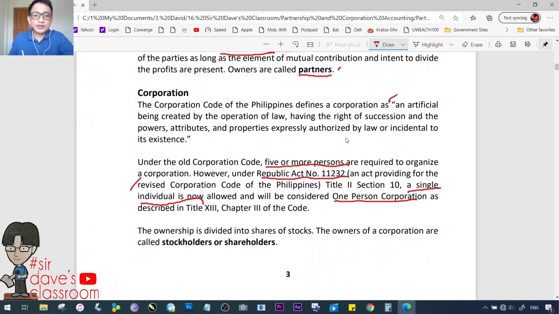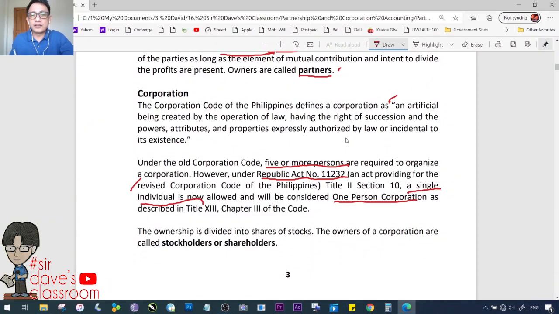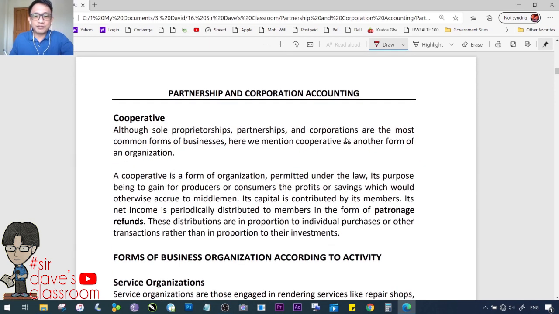The ownership is divided into shares of stocks. The owners of a corporation are called stockholders or shareholders. Here also we have included a fourth one. Okay? Cooperative. Very simple lang naman yung kanyang definition.